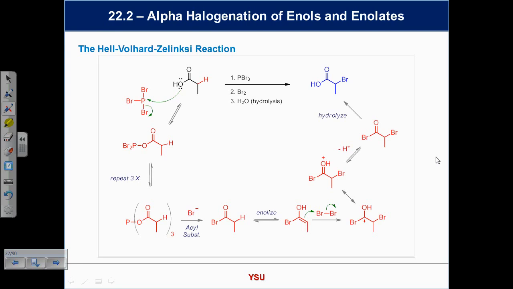How it works. Here we have this sort of rough mechanism for how this is going to happen. We have the possibility of PBr3 acting as a brominating agent. First of all, what we do is attack the phosphorus with an oxygen. And we've always said that oxygen-phosphorus bonds are desirable. They're quite strong.